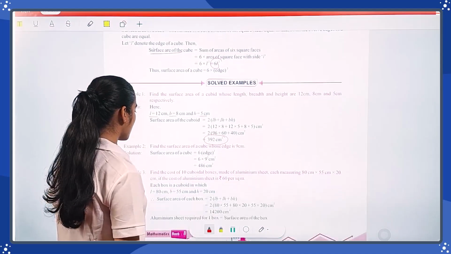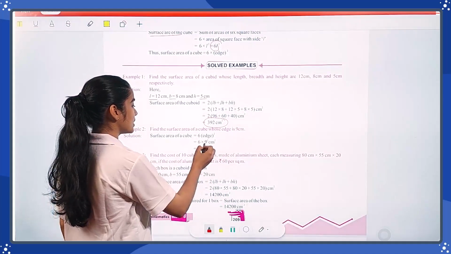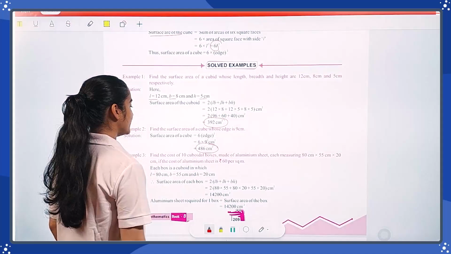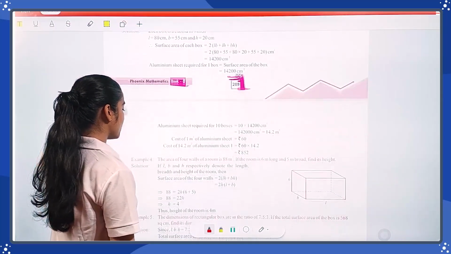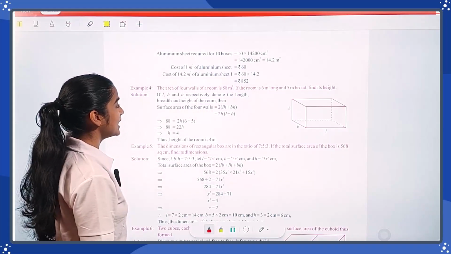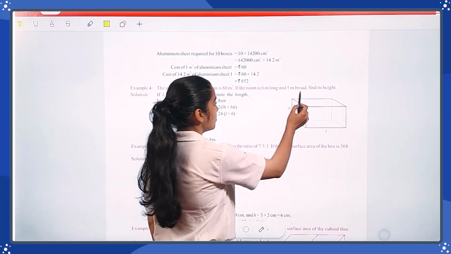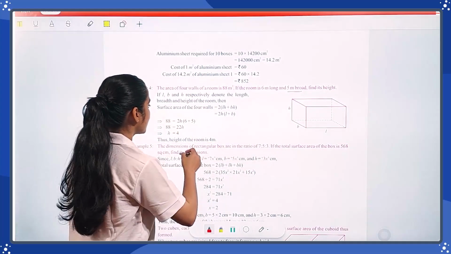Next, find the surface area of a cube whose edge is 9 centimeter. So 6 multiplied by 9 square is 486 centimeter square. Now, the area of 4 walls of a room is 88 centimeter square. If the room is 6 centimeter long and 5 centimeter broad, find its height. So, how can we calculate its height?